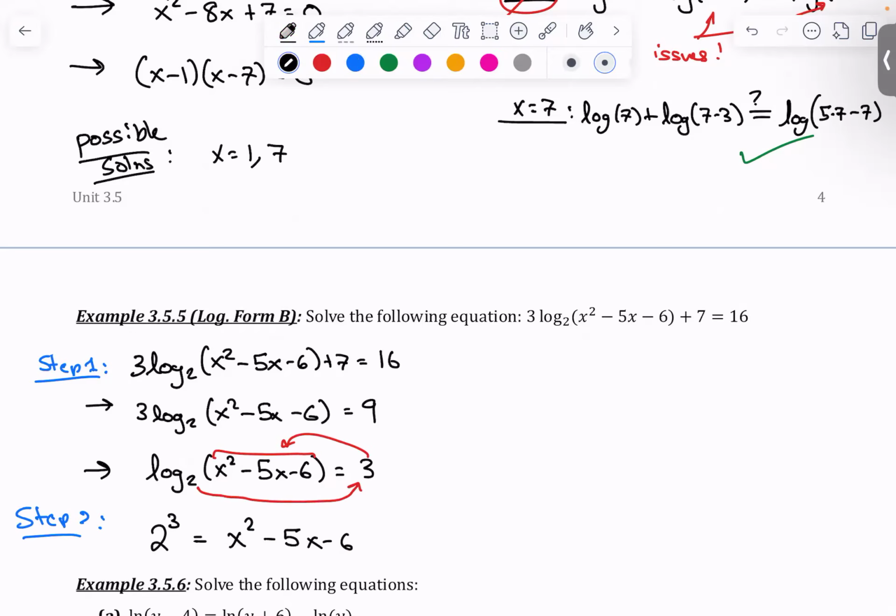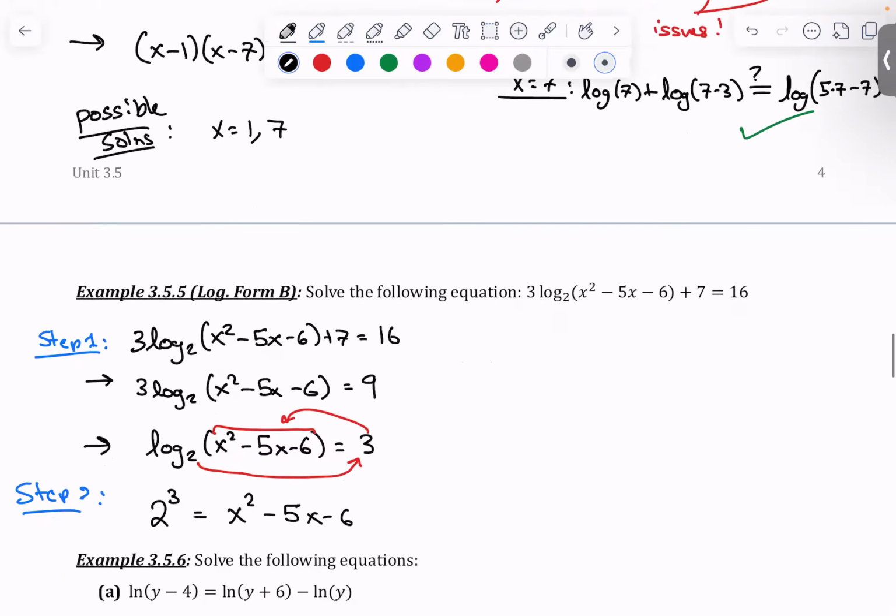Oh, I forgot to finish that problem, the previous problem. So we'll finish this one. Let's finish this one up, and then we'll go back to that previous one for just a moment.